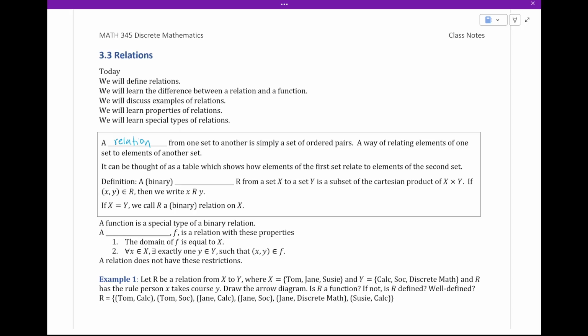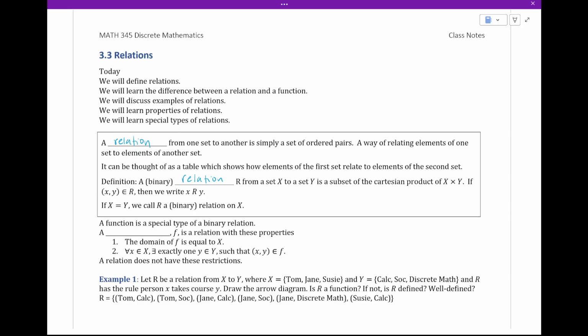So a binary relation R from set X to set Y is a subset of the Cartesian product X cross Y. If (x, y) is in R, then we write xRy. If X is equal to Y, we call R a binary relation on X.